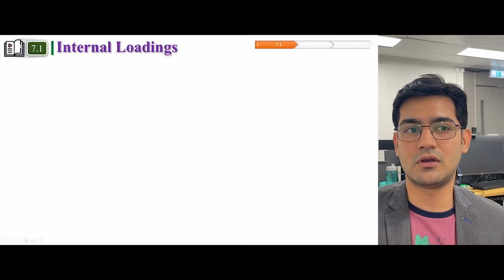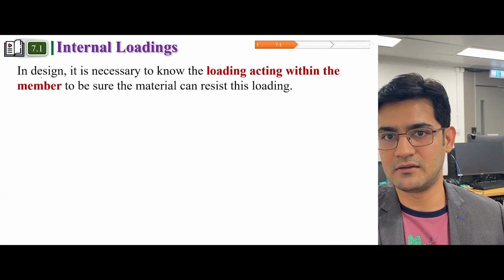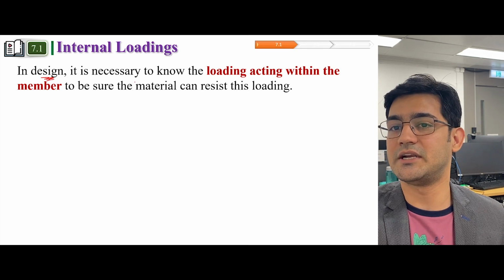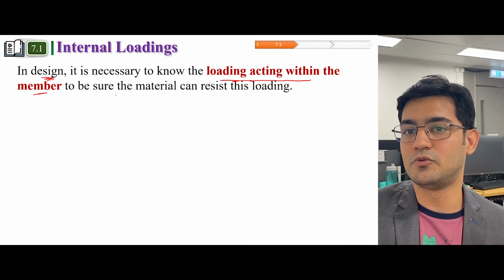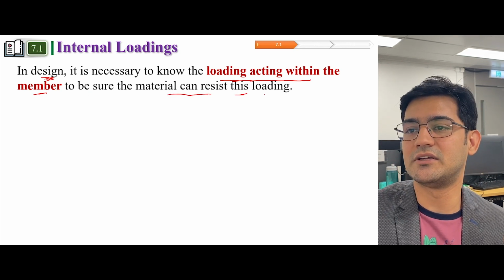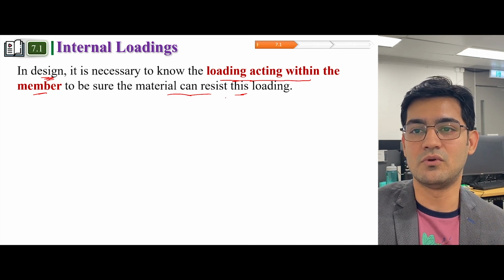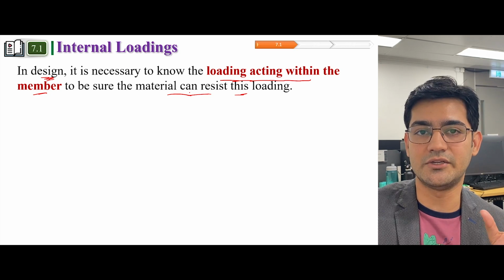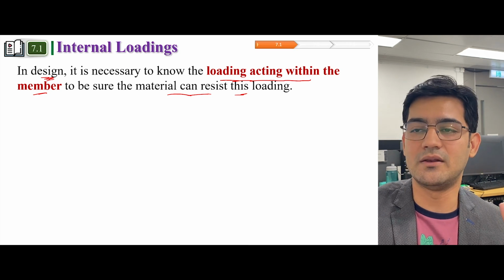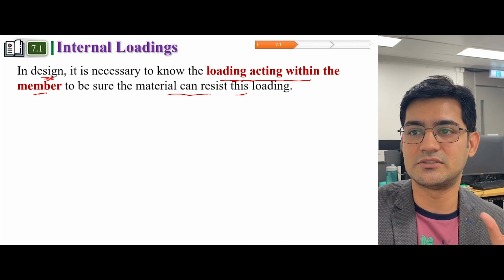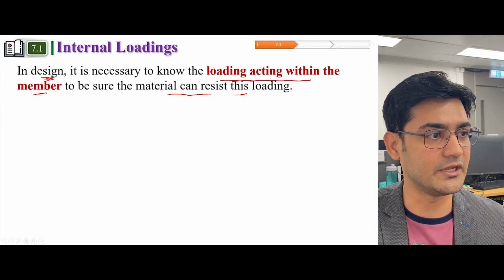Okay, so why do we need to consider these internal loadings? When we are designing these structural members, it is necessary to know the loading acting within the member to be sure that the material can resist these loads. So in order to make sure that the materials we are using to design these structural members can resist the loadings, we need to identify how many loadings are being applied on this structural member. So that's why we are interested in understanding the internal loadings.